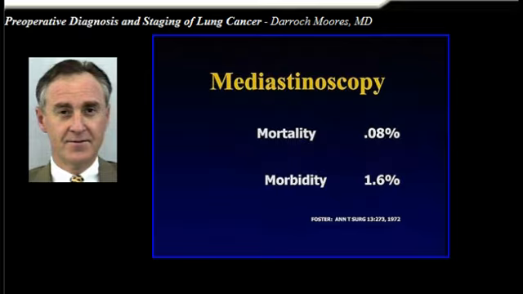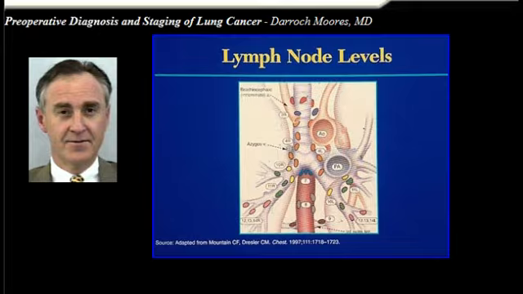Mediastinoscopy is safe. It has a mortality rate of about 0.08% and a morbidity of 1.6%. This is probably the biggest series in the literature. There have been a lot of other series, and the results are basically the same. The lymph nodes that can be biopsied at mediastinoscopy are those in the paratracheal gutters on the right, on the left, and in the subcarinal region. A mediastinoscopy should include lymph nodes from these stations: the right paratracheal, tracheobronchial angle area, subcarina, and the left paratracheal.